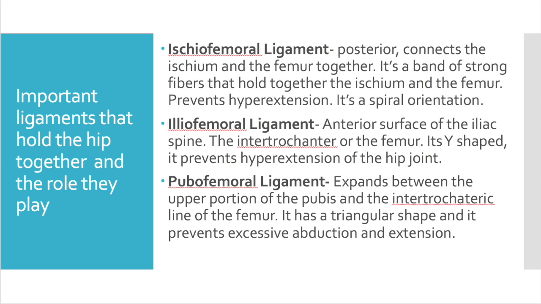The iliofemoral ligament is at the anterior surface of the iliac spine, the intertrochanter on the femur. It's Y-shaped. It prevents hyperextension of the joint. The pubofemoral ligament expands between the upper portion of the pubis and the intertrochanteric line of the femur, and it also has a triangular shape, and it prevents excessive abduction and extension.